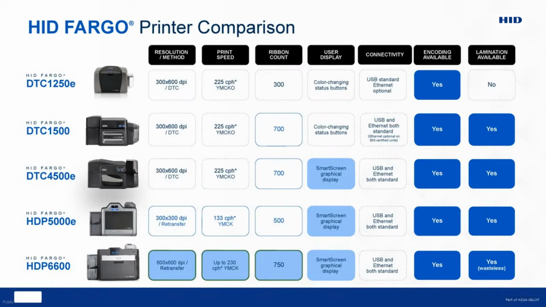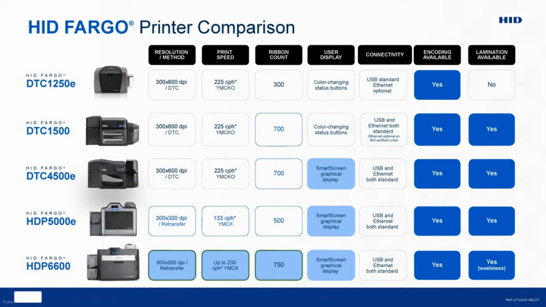Really, the biggest difference between the 5000E and the 6600 is going to come down to the consumable counts. Your HDP 6600 is going to have slightly higher consumables, meaning that you're able to produce more cards per ribbon and film. The reason for that is our HDP 6600 is our high performance, high throughput solution. So it has a higher count consumable to help prevent you from changing consumables so often if you have large batch prints.